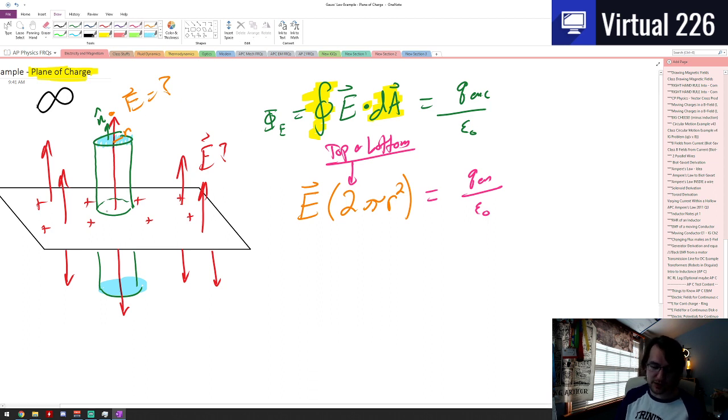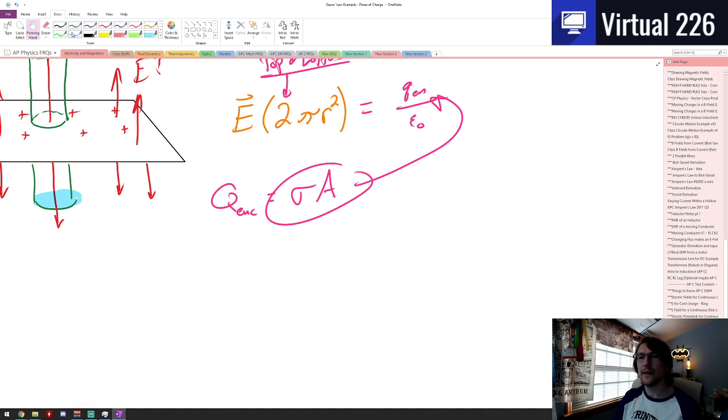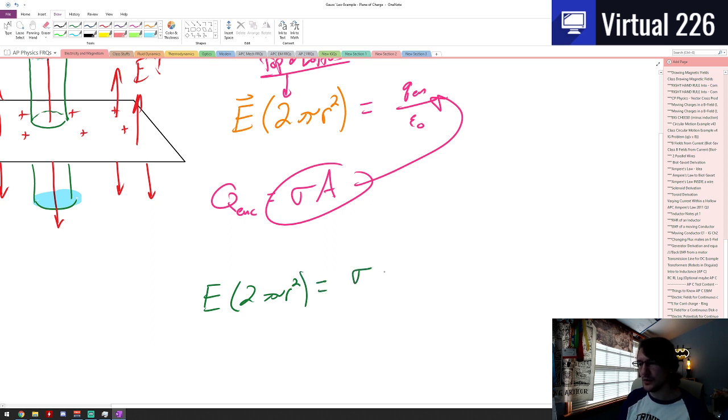Now, the amount of charge that we've enclosed inside of this is given to us by some amount of a surface density here. So what we can say is that our charge enclosed in this is equal to a surface charge density multiplied by some area. And in this case, this is actually really nice here because if we go ahead and put this value in for Q enclosed, we're going to have E times 2 pi r squared equals sigma A over epsilon naught.